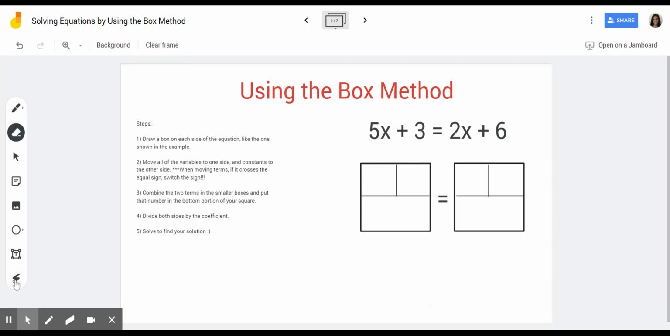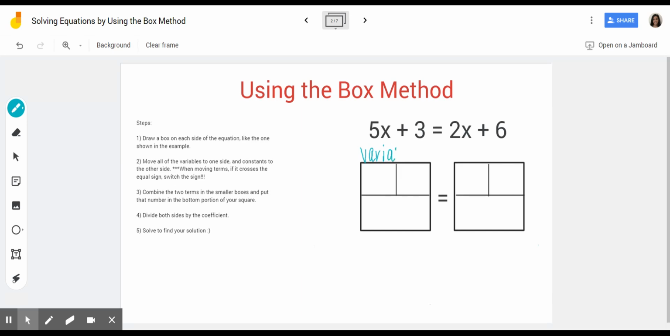Step two would be to move all of the variables to one side and all of the constants to the other side. So I am going to go ahead and actually write that down. I'm going to want all of my variables over here and all of my constants over here.